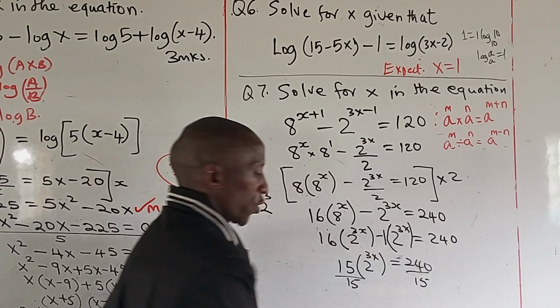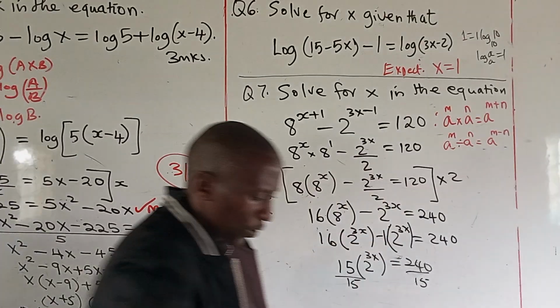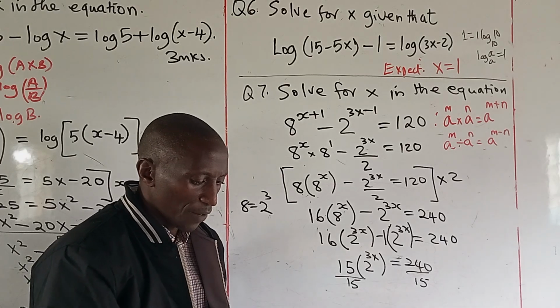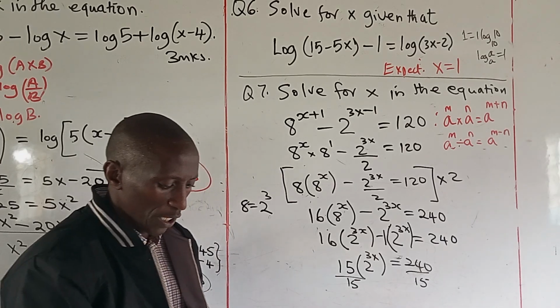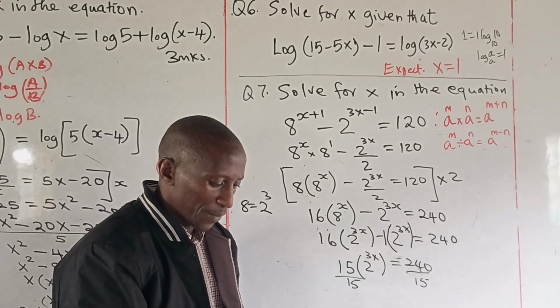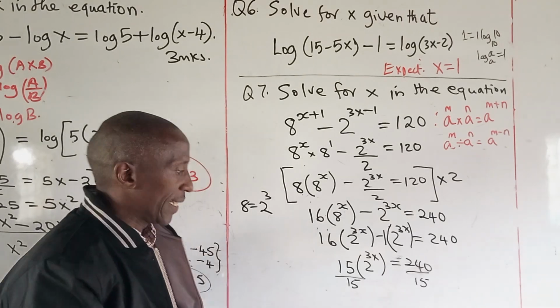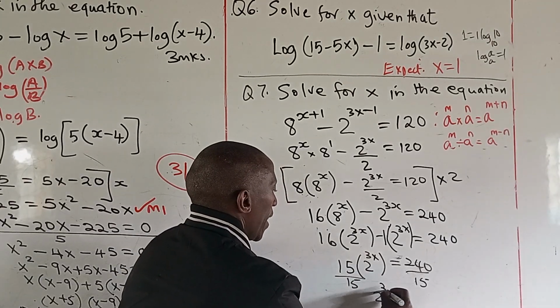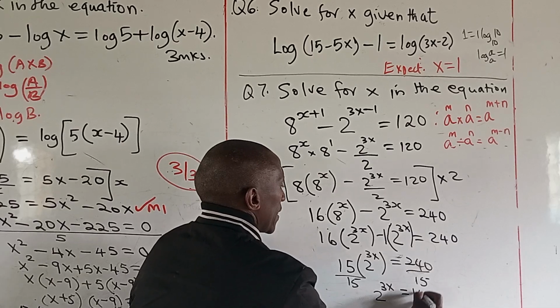By 15, that is 240. We punch on our calculators. 240 divided by 240, we divide by 15. We get 16. So 2 to the power 3x is giving me 16.